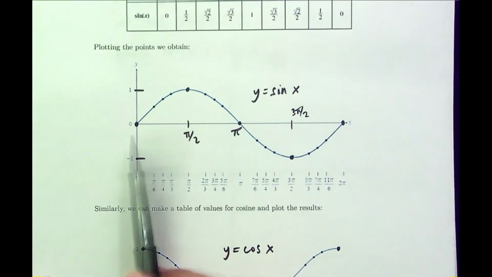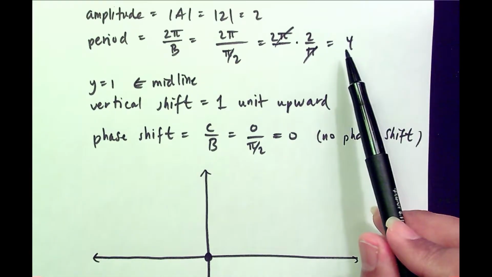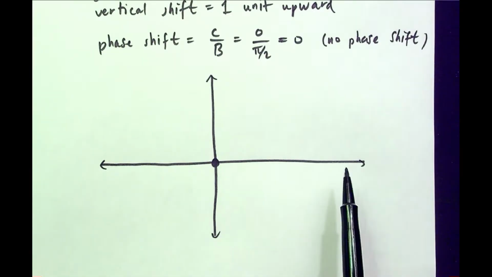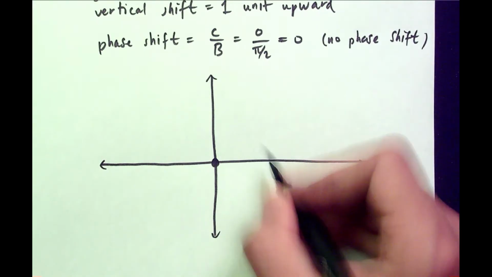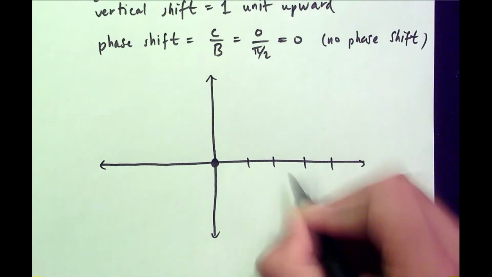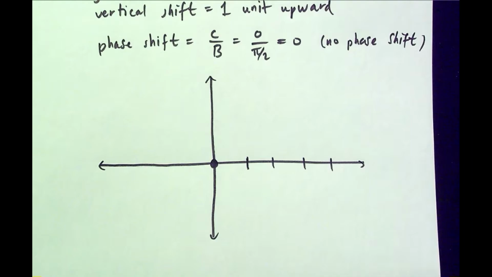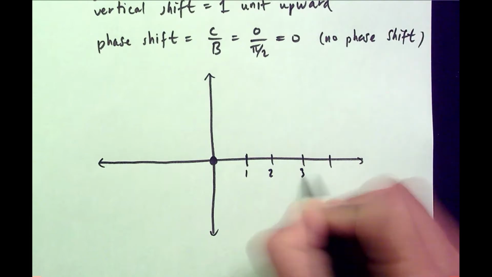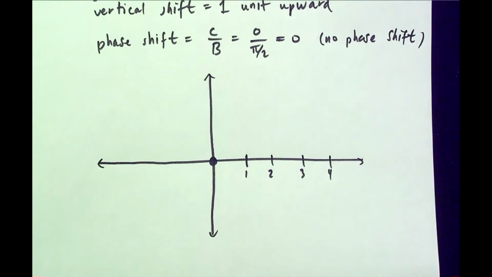Then this one repeats after every 2 pi. So from here to here is 2 pi. The period of this one is not 2 pi. The period of this one is 4. So this one is going to go from 0 to 4 instead of from 0 to 2 pi. So let's say this is 1, 2, 3, 4. Okay, it's going to end there. All right, and so I divided that into 4 equal pieces already there. 1, 2, 3, 4.